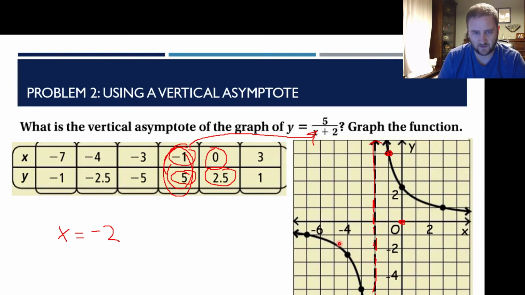Where's -3? That's -4. Oh, here's -2. So -3, -5 right here. Then the rest, we've got -4, plug that in, you get -2.5 right here. Then -7, -1, and that gets us our other curve. So we've got a vertical asymptote here at x equals -2, and then our horizontal asymptote also is going to be at y equals 0. That's this line right here.